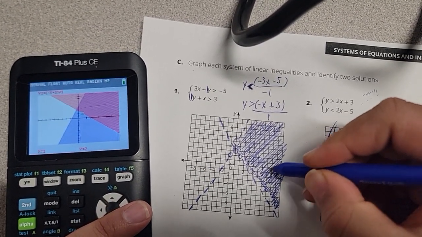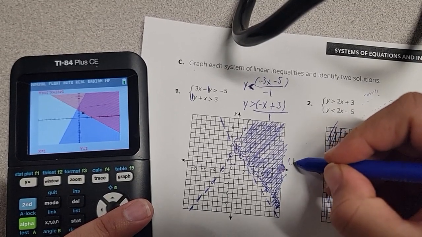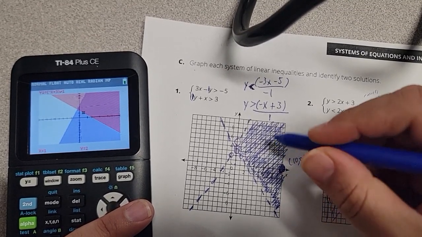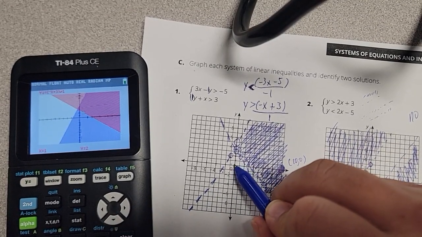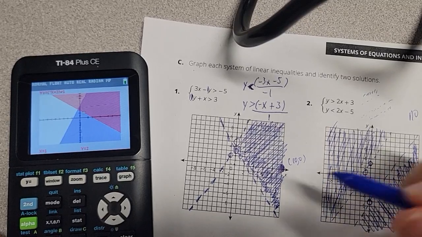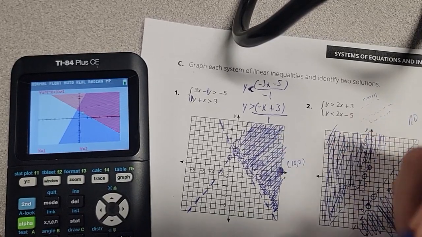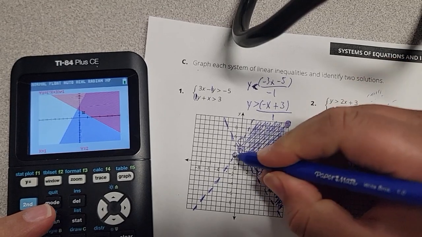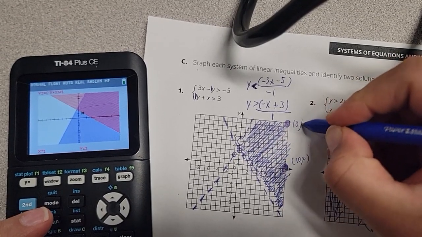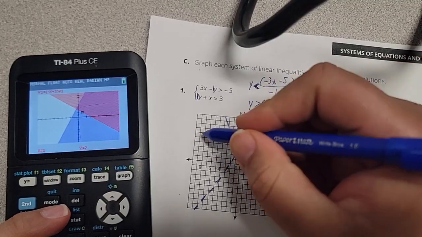It's like positive 10, comma 0. Like the origin is not an answer. It's not in the double shaded part, so the origin will not work. But these points will. All right, so let's put one right here. What point is this? 10, 10, I think? Yeah, positive 10, positive 10. All these are answers. These are not answers.